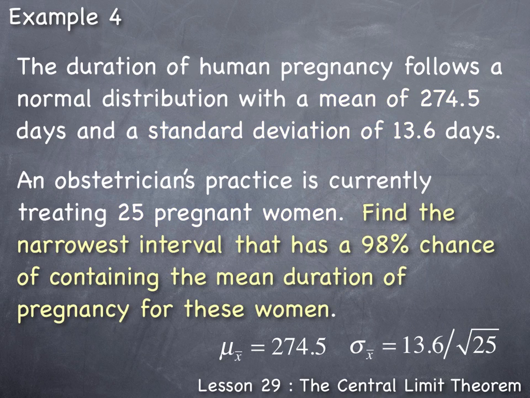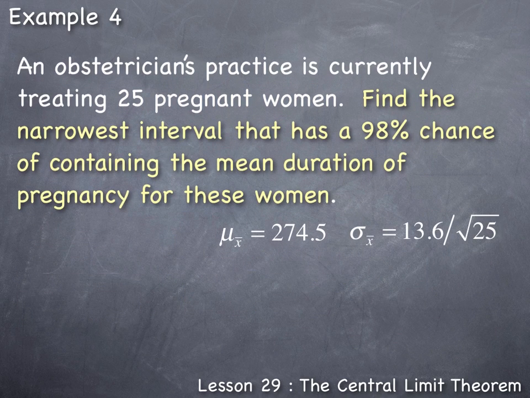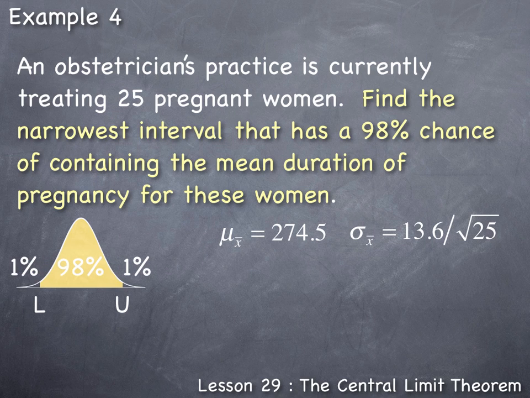Now back to the question. We want to find the narrowest interval that has a 98% chance of containing the mean. So the interval is the range of values from L, the lower limit, all the way up to U, the upper limit, such that 98% are contained in between. This leaves us with the remaining 2% outside. Now the narrowest interval is symmetric, so this 2% is divided in half, which gives us 1% below the interval and 1% above the interval.